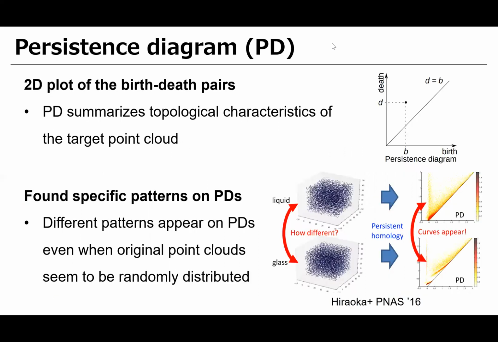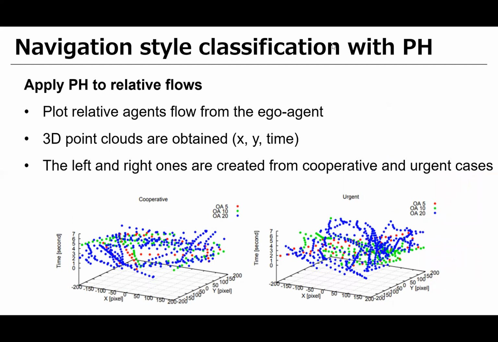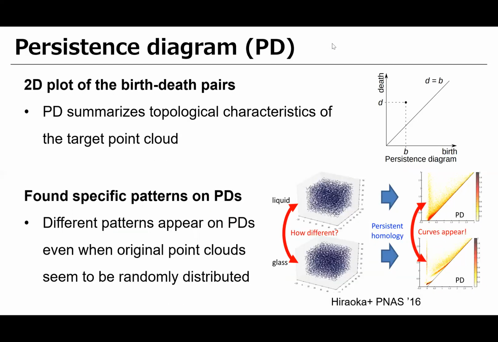As I explained before, the birthday pairs can be plotted on a 2D graph. This graph is called a persistence diagram. A persistence diagram summarizes topological features of the target point cloud. Persistent homology is widely used in science. This is an interesting example of the application of persistent homology.